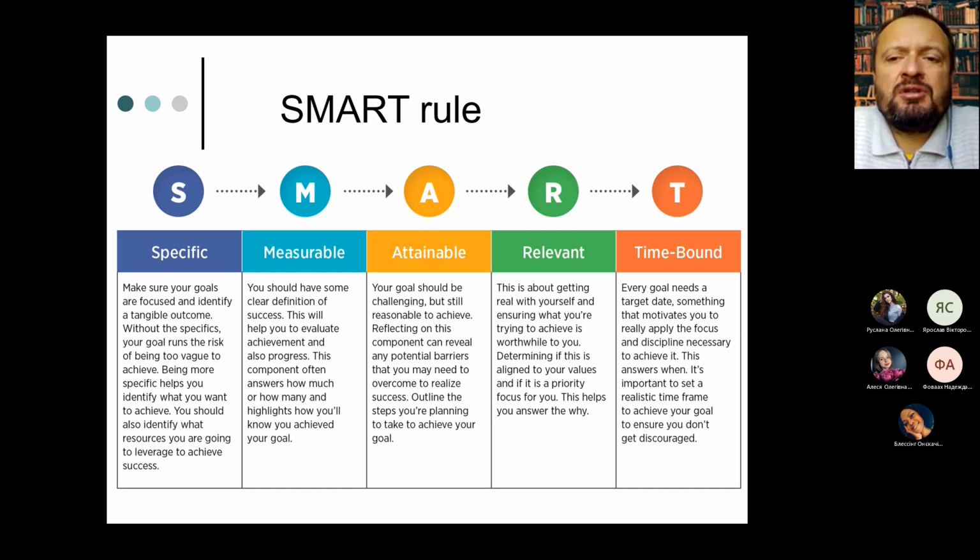And also any objective must have a deadline. It must be time-bound, so it must be clear for everybody that we have to attain the result within some time interval.